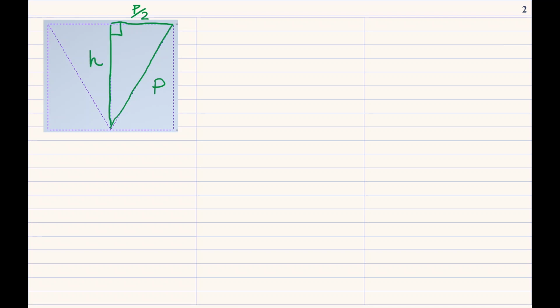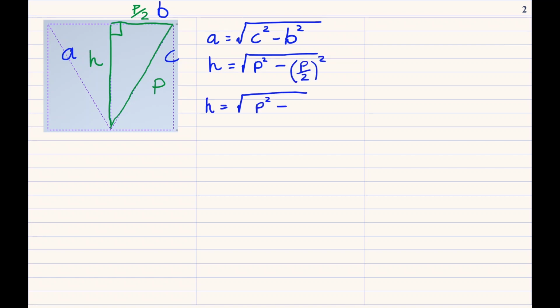Using Pythagoras, we'll label the triangle with the hypotenuse being C and A and B being our two shorter sides. We're looking for A, so we need to find the square root of C squared minus B squared. Substituting in, H will equal the square root of the pitch squared minus half of the pitch squared. Expand those brackets, P squared is P squared and 2 squared is 4. Now we've got a whole pitch minus a quarter of a pitch. A whole pitch is 4 quarters. 4 quarters minus 1 quarter will be 3 quarters of the pitch squared.